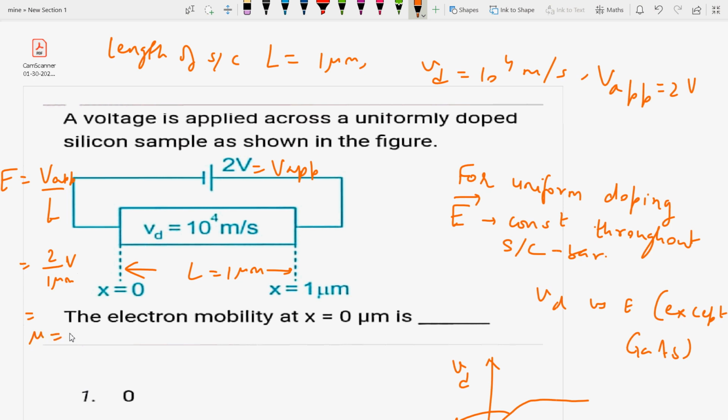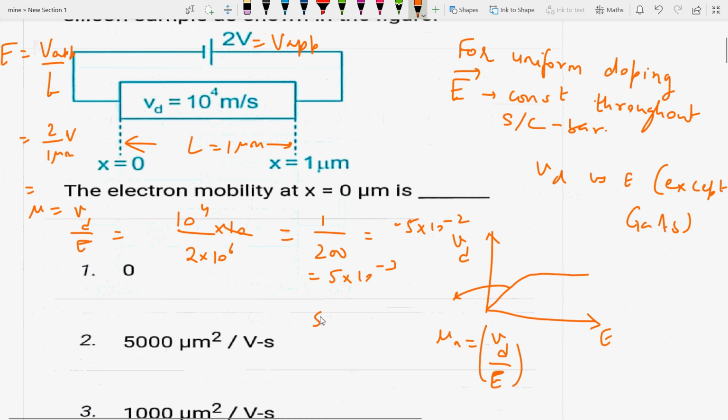Now mobility of electrons will be Vd upon E. So Vd is 10 to the power 4, and E, electric field, is 2 volts per micrometer. That means it will come out as, if it is 2 into 10 to the power 6, then it will be like 1 upon 200. It will be 0.5 into 10 to the power minus 2, and this will be 5 into 10 to the power minus 3. So this will be around 5000, okay, 5000 micrometer square per volt second, okay.